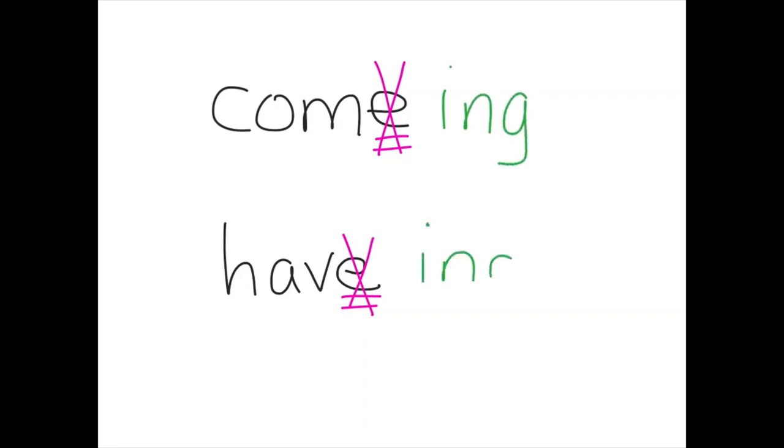The last spelling rule that I'm going to show you is with the word come and have. So in this word, and in this word, we have a final silent E. You can see this E is silent. When there is a final silent E at the end of the word, all we need to do is erase the E and add ing. So this word would become coming, and this would become having.